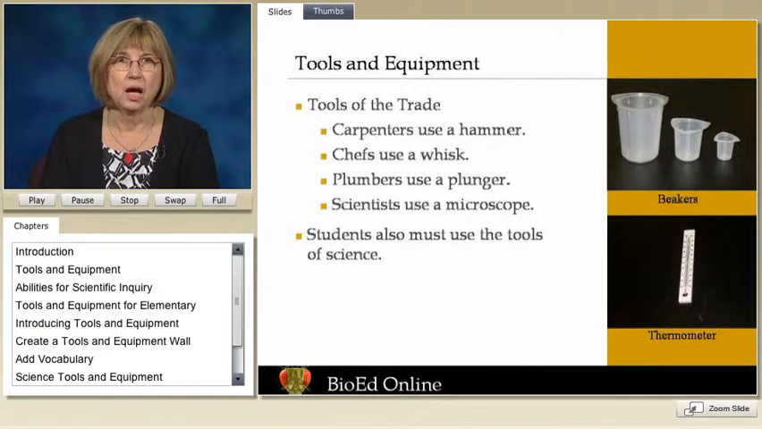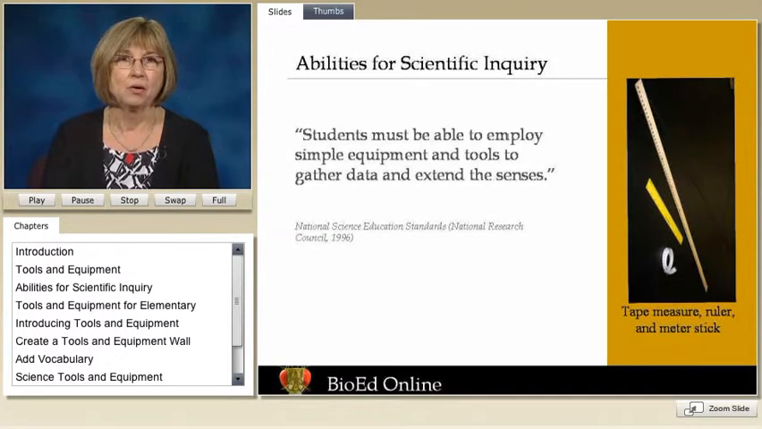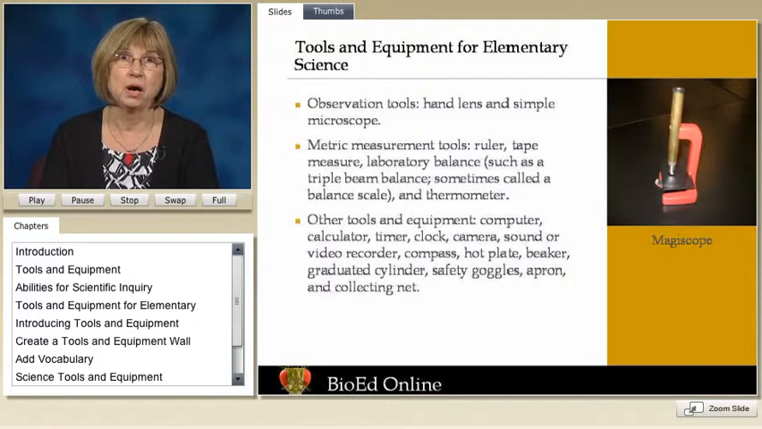What is a tool? A carpenter uses a hammer, a chef uses a whisk, a teacher uses a textbook, a plumber uses a plunger, and students also need tools of science. According to the National Science Education Standard, the students must be able to employ simple equipment and tools to gather data and extend their senses. With that in mind, let's talk about some elementary tools and equipment that we think are very necessary in the classroom. First, there are tools of observation.